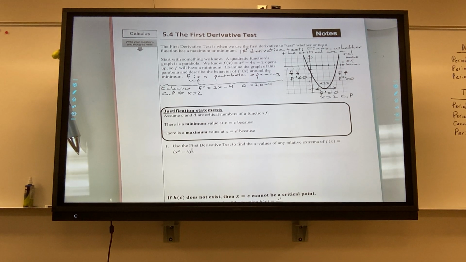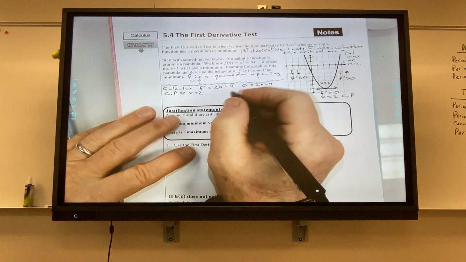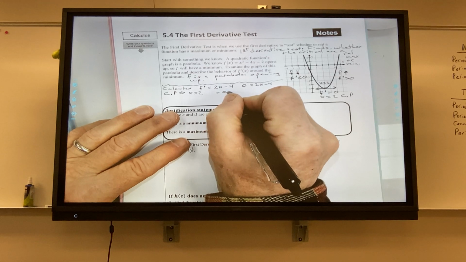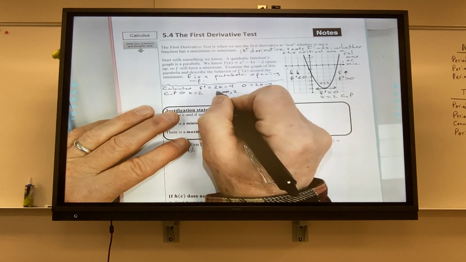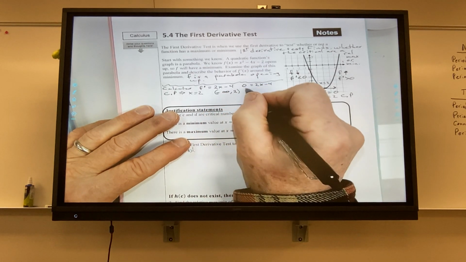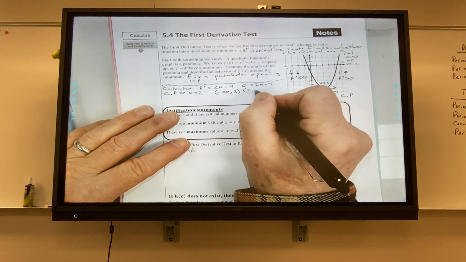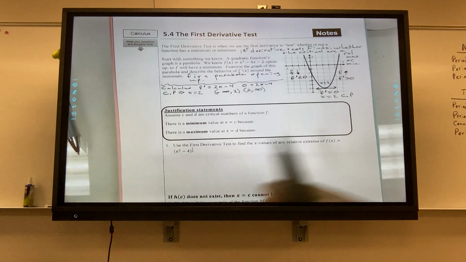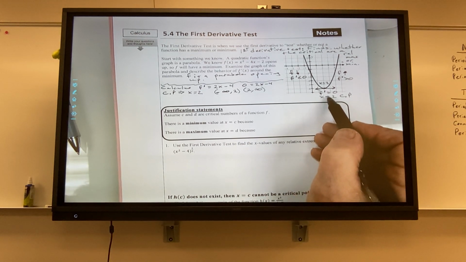So now this is going to look a lot of the same. I'm going to create intervals, and I'm going to go from negative infinity to 2 and 2 to infinity. I already know that f prime of 2 is equal to 0. I said that right here, didn't I? I already know it's a critical number because it makes the derivative 0.